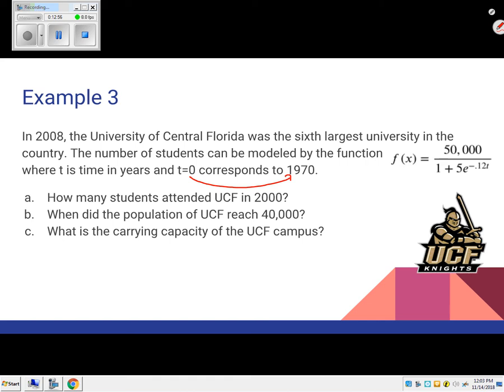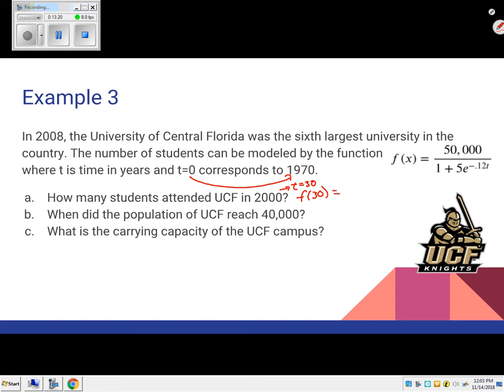So, how many students attended UCF in 2000? Okay, so to find out what this is, first of all, in 2000, that's going to be t equals 30. If t equals 30, then I want to plug 30 in for this t into my function.